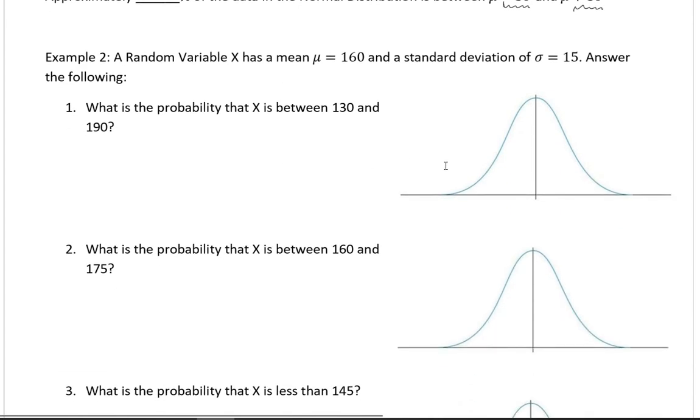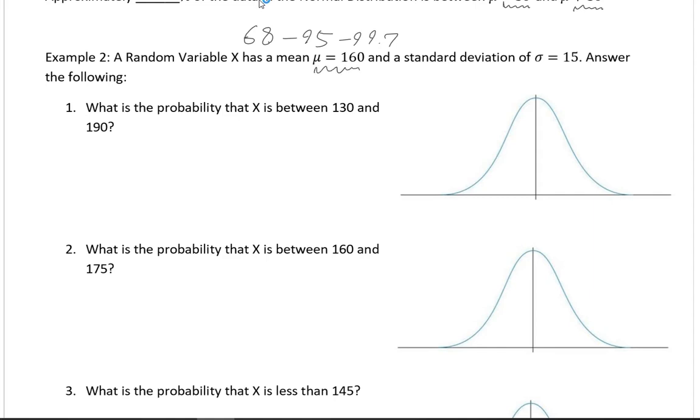So let's do a couple examples. And again, I'll write down up here just in case, 68, 95, 99.7. Those are very important numbers here. All right, for the second example, a random variable x has a mean of 160 and a standard deviation of 15. We want to answer the following. What is the probability that x is between 130 and 190? This question doesn't have much context to it because I just wanted to do a simple one with the bare bones information provided. However, we can still work through this.